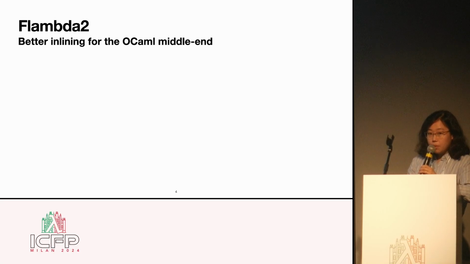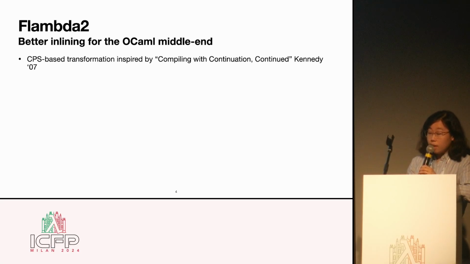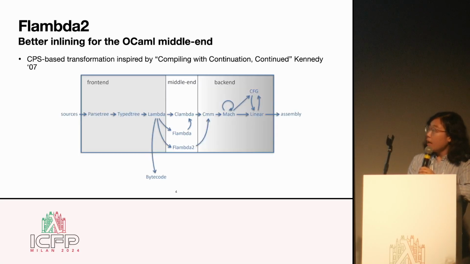So Flambda2 is an ongoing development for better inlining for the OCaml middle end. And unlike Flambda1, it is a CPS-based transformation inspired by compiling with continuations, suggested by a publication by Andrew Kennedy in 2007. And in terms of the compiler, it sits in the same location as the Flambda pass, where it takes in Lambda terms, targets a new IR called Flambda2, and emits CMM terms.